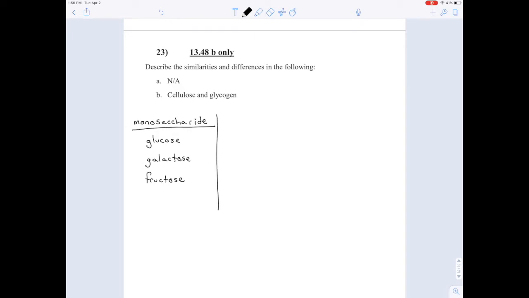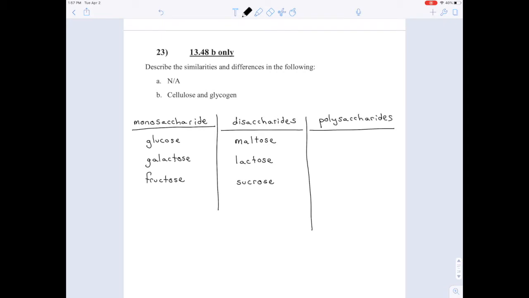So those were the monosaccharides. Then we started talking about the disaccharides. The disaccharides are what you get when you connect two monosaccharides. And you want to be familiar with three of those: maltose, lactose, and sucrose. You'd want to know which monosaccharides those are made up of and what type of glycosidic bond connects the two monosaccharides for each of those. Now, if you start connecting more than two monosaccharides, you get polysaccharides. And that is what cellulose and glycogen are.